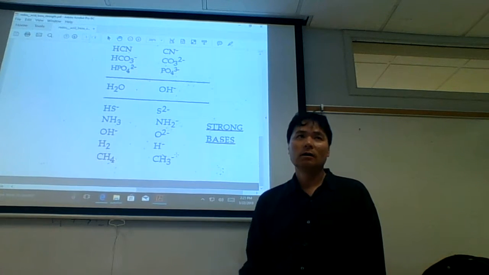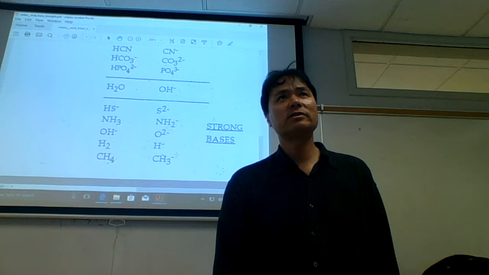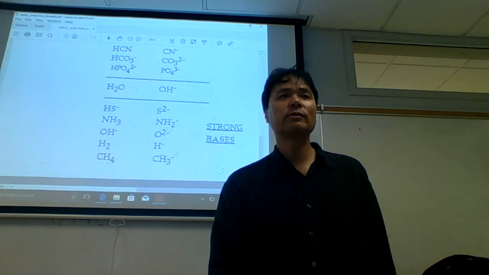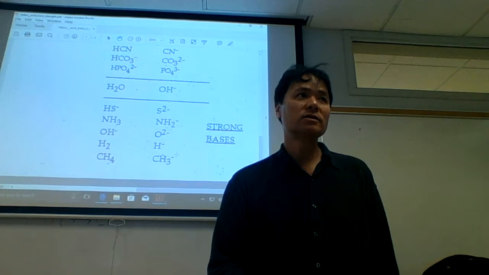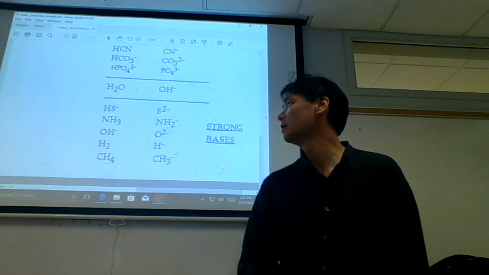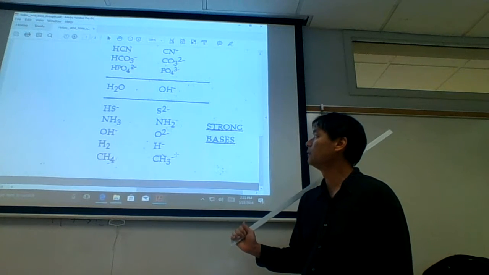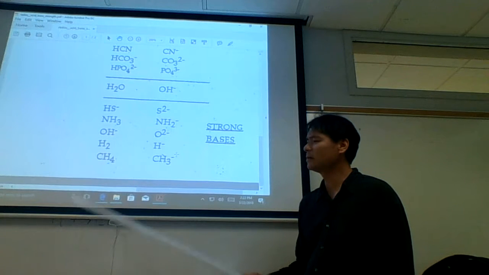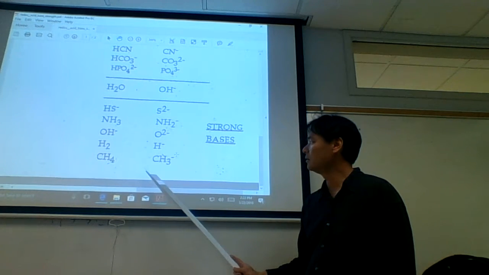In fact, over at USC, it was maybe 4 or 5 years ago, there's a professor there, Professor Olah at USC. He won the Nobel Prize for his work on superacids. And these superacids are used to do some unusual chemistry. One of the things they were being used for is the formation of synthetic gasoline by using superacids. But those are kind of exotic. These are kind of exotic too.